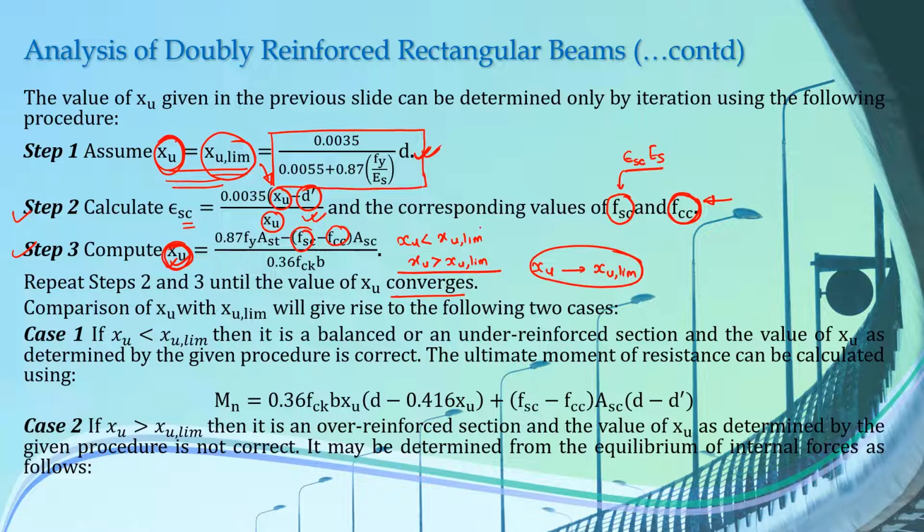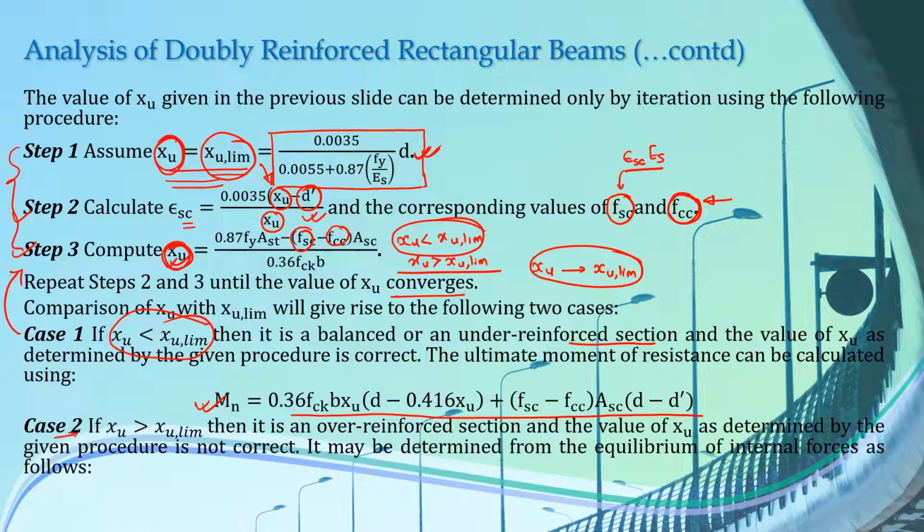So what happens if XU is less than XU limiting? Then our section is a balanced or an under-reinforced section, and the value of XU that we determine from this procedure is considered to be correct here. And the ultimate moment of resistance in this case is calculated by the same formula that we discussed previously. The same formula here. So this is the case when we get the value of XU to be less than XU limiting. And in that case, we consider that these 3 steps that we followed here to get the value of XU is correct.